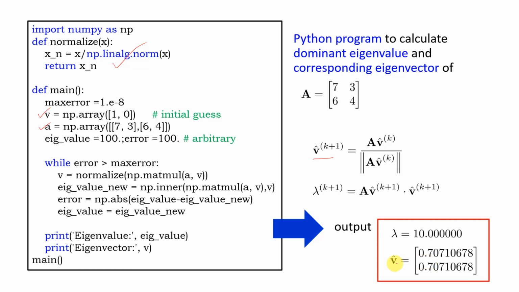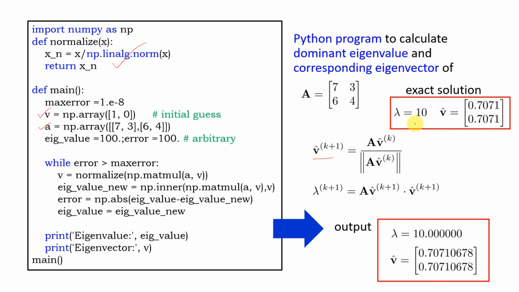And the V, that is the eigenvector, is giving us 0.707106787, 0.707106778. You remember this was the exact solution. The exact solution was 10 and 0.7071, 0.7071. So clearly our output is good enough for our conceptual learning, and we are pretty sure that we are on the right track. So this is how the power method works, and you can play around with this code. You can run it and see how it works.